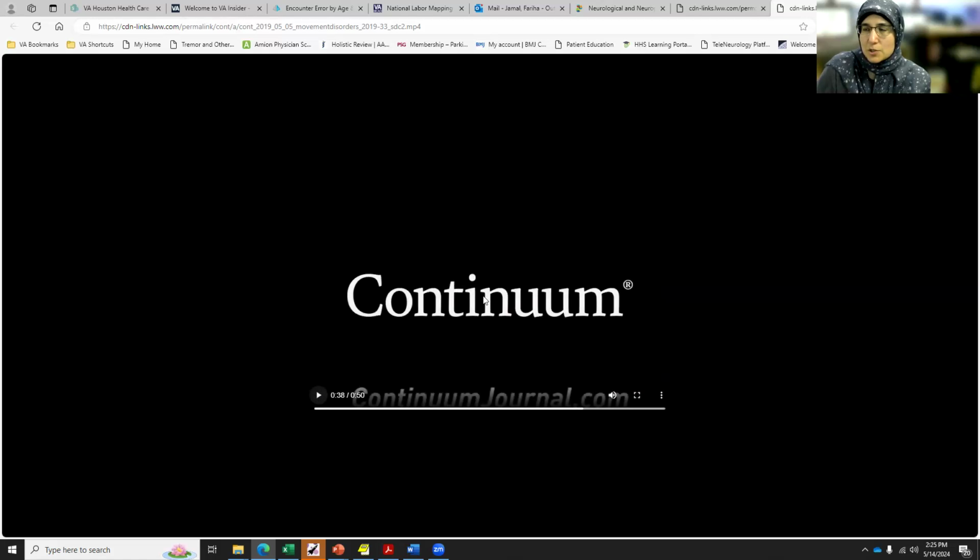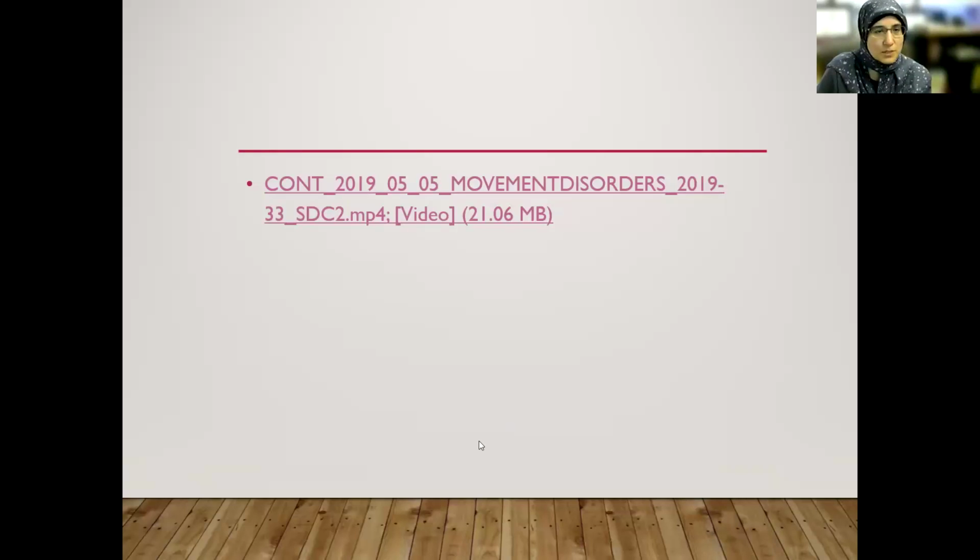So again, this shaking resembles very closely what we will see with essential tremor. We'll see the video for that too. And just to give an idea that the shaking that happens with medication can resemble any other tremor syndromes that we see. All right.